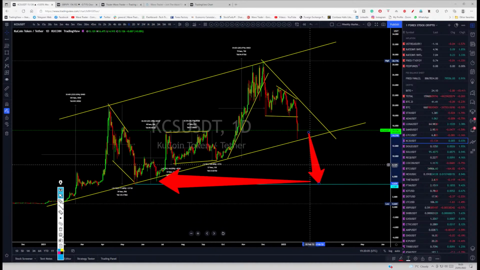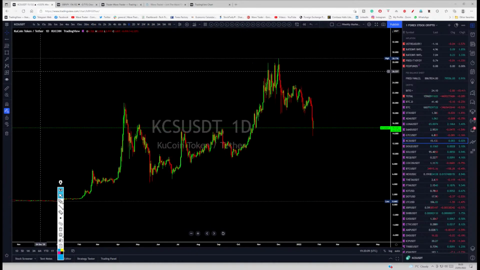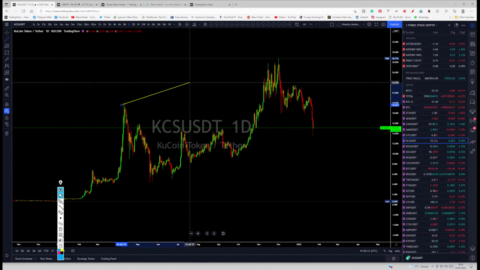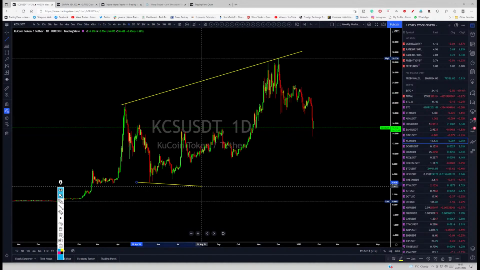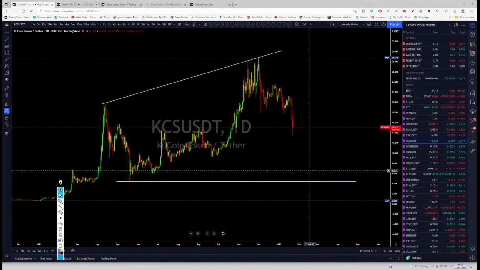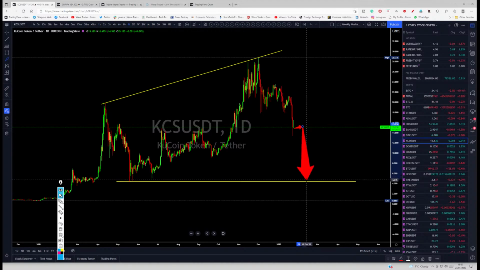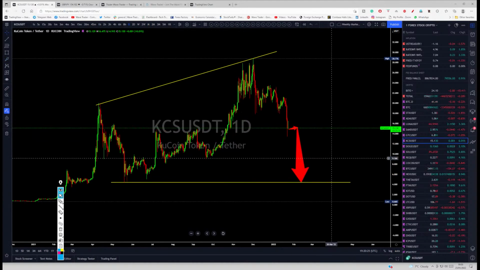But right now, if I remove everything from it and simply bring in that huge expanding triangle which is appearing on the whole crypto market right now, we still have room to run all the way back to that low of $5.